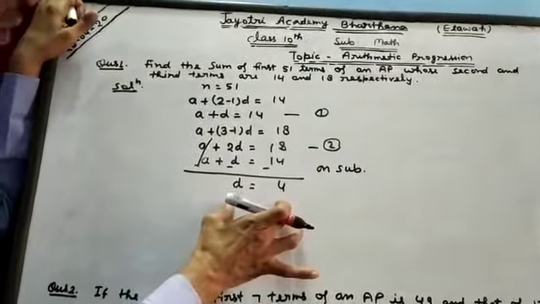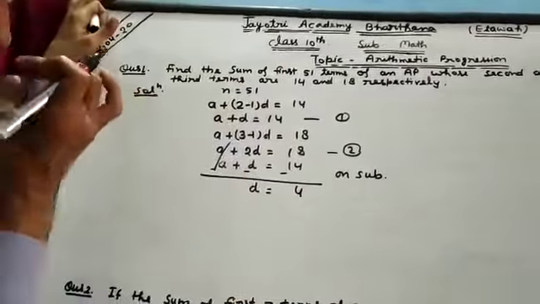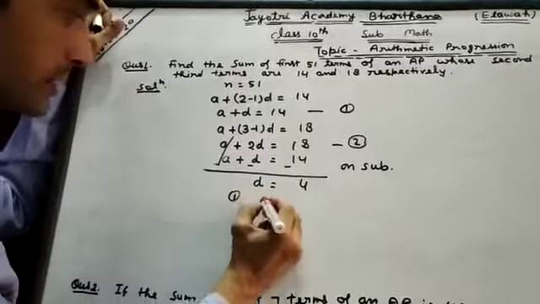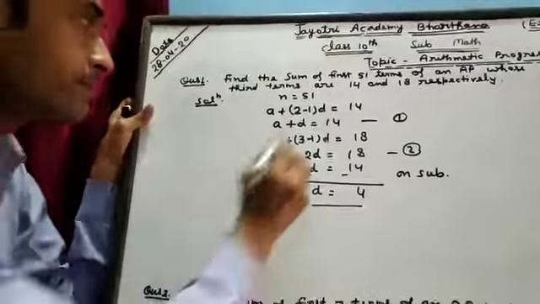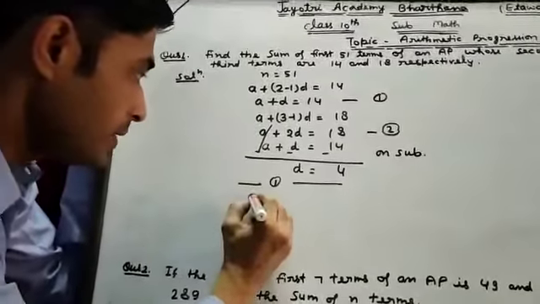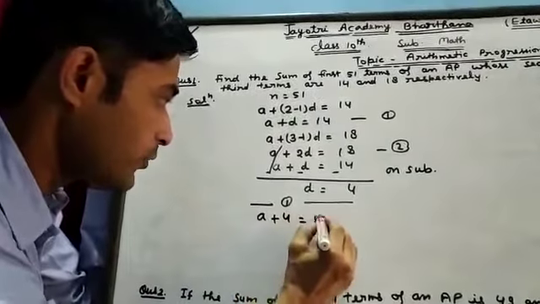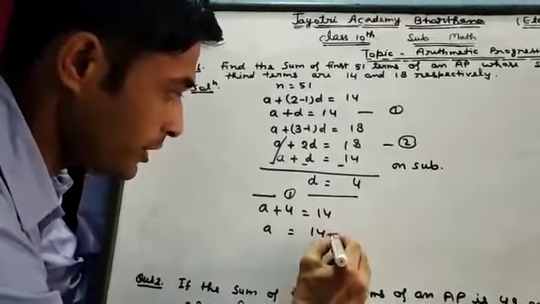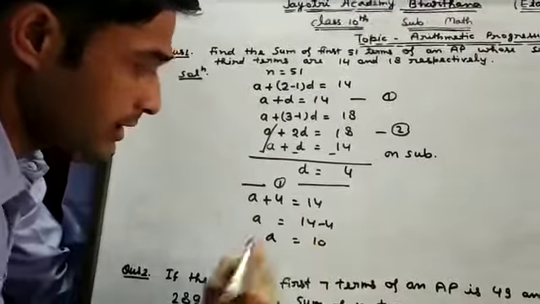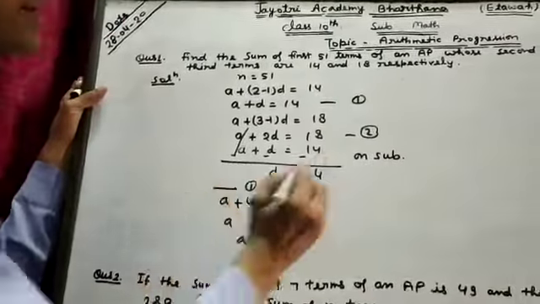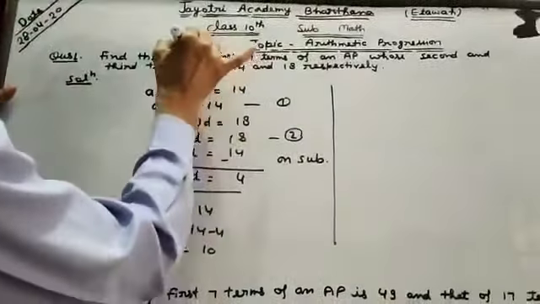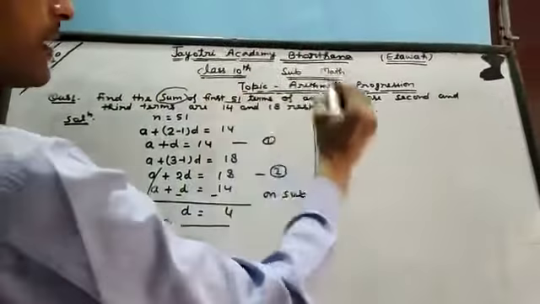After putting the value of D in any equation, means equation 1 or equation 2, depends. Suppose we put in equation 1. So A plus 4 equal to 14. A equal to 14 minus 4 is 10. A and D are found. After it, we have to find the sum of first 51 terms.